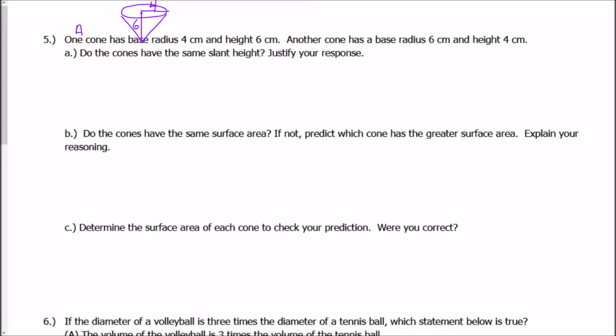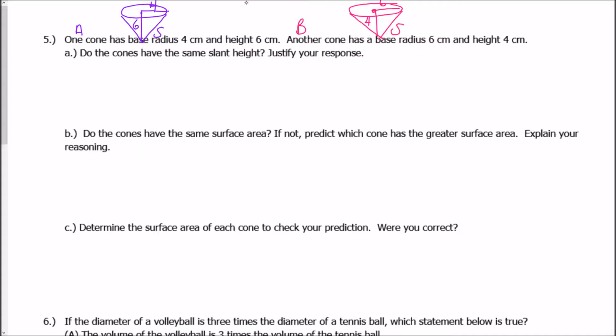And it says that another cone, so we'll call this cone B, has a base radius of 6 and a height of 4. So this time it's going to be wider and shorter. So this time the base radius here is 6 and the height is 4. And it's asking if the two cones will have the same slant height. So our slant height is this S right here.